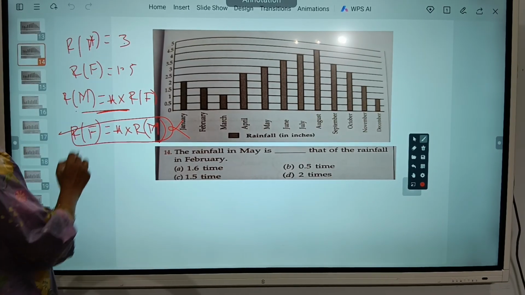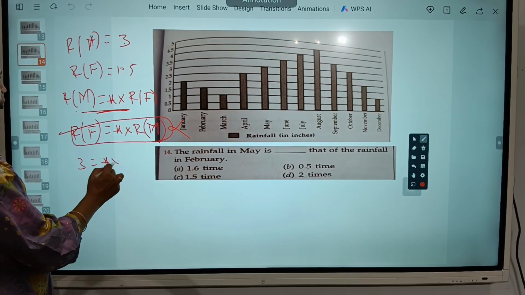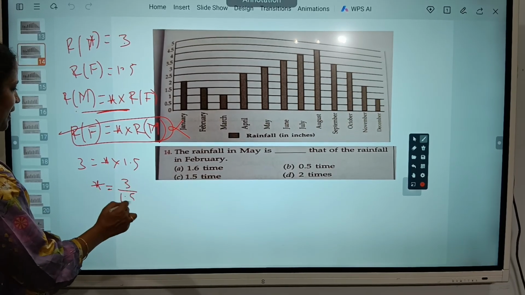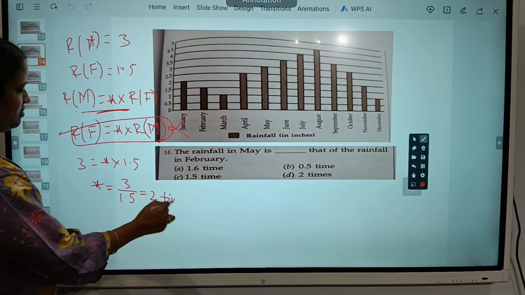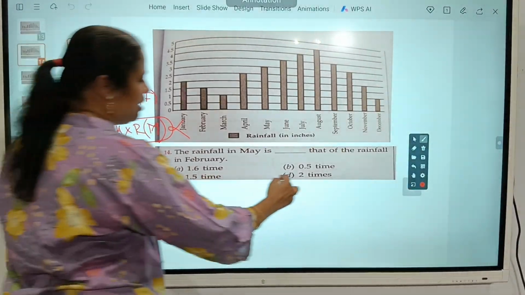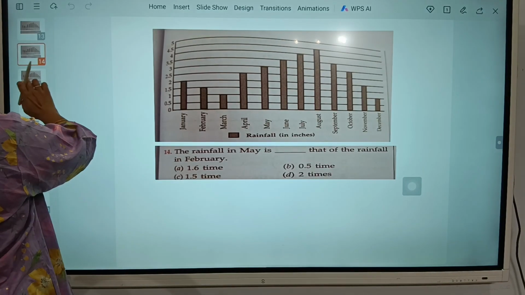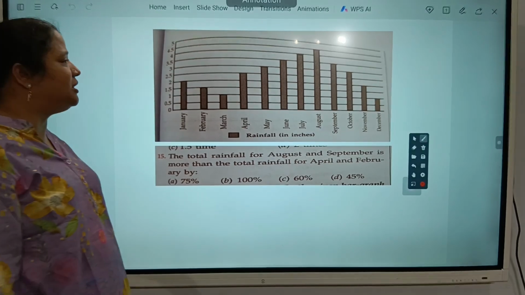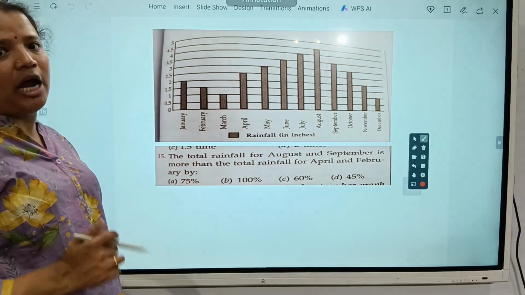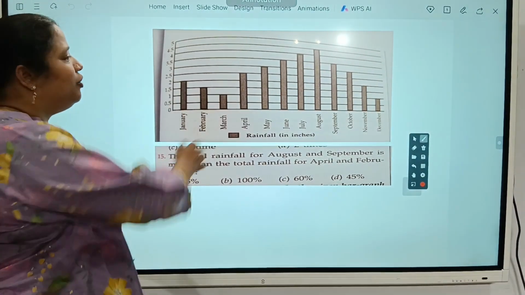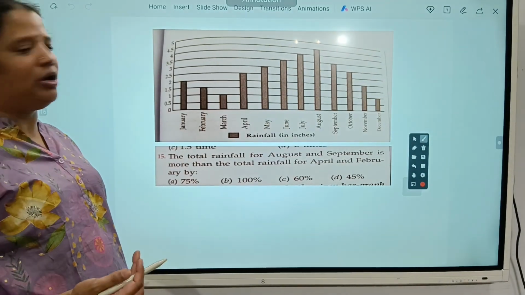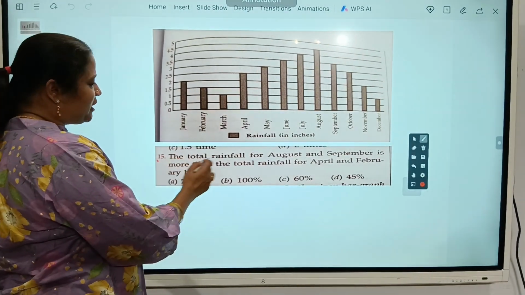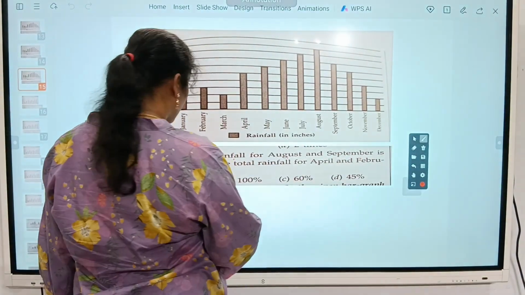Rainfall in May, 3, is equal to X into 1.5. So X will be 3 by 1.5 equals 2 times. This is the answer D. The last question. This is a very simple graph and all are very easy questions. If you are not perfect in bar graphs, first you can practice this graph, then you can go to other questions.